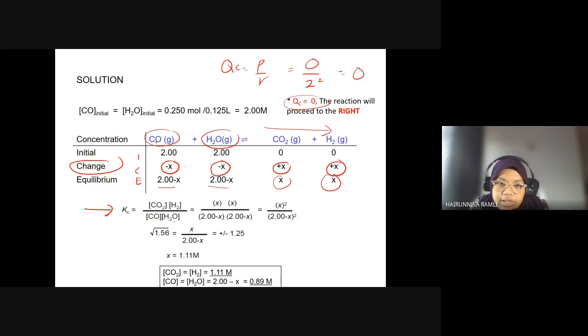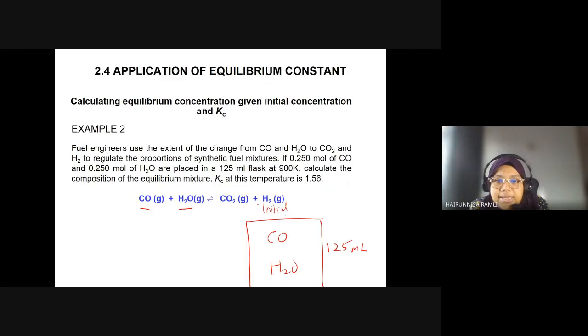So X square, X times X over 2 minus X, times 2 minus X. Okay? So nak senang, yang ni kalau you tengok, sebab dia repetition, sama, you simplifykan dia jadi X square over 2 minus X square. Okay? So, now, Kc dia bagi dalam soalan dah kan?